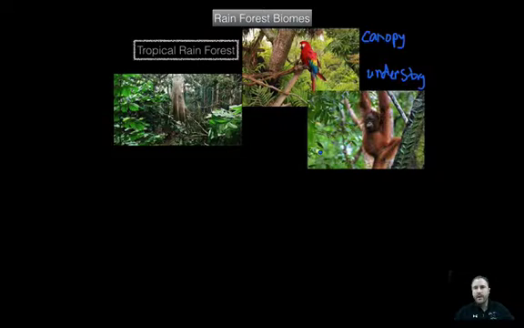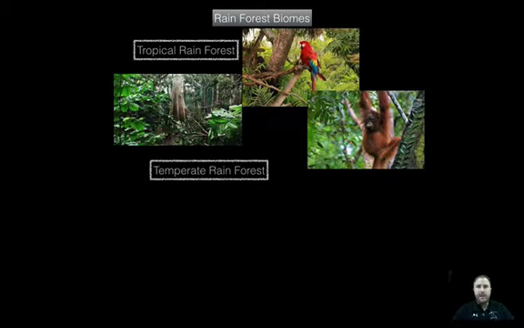And there's a large variety of animals too. Since we have such a wide variety of plants, there's also going to be a large amount of animals as well. And so that introduces a term called biodiversity. Okay, so there is a large amount of biodiversity that exists in the tropical rainforest.